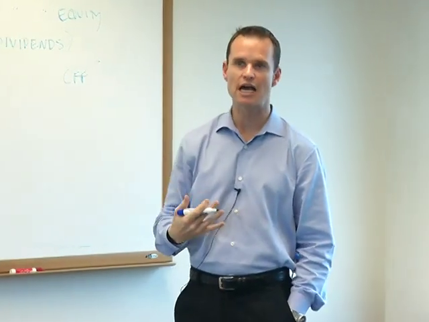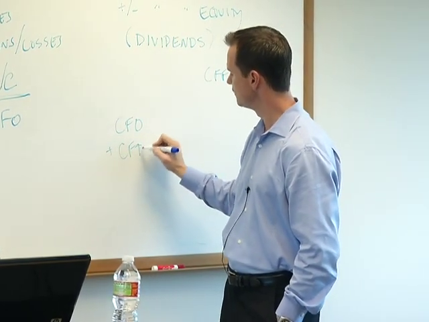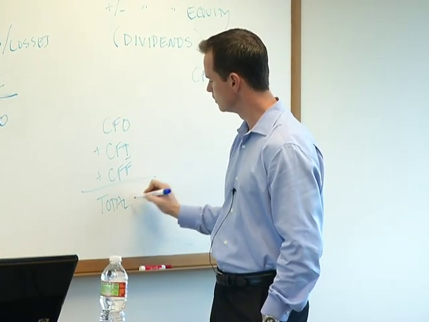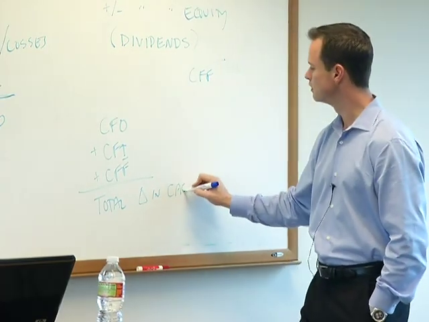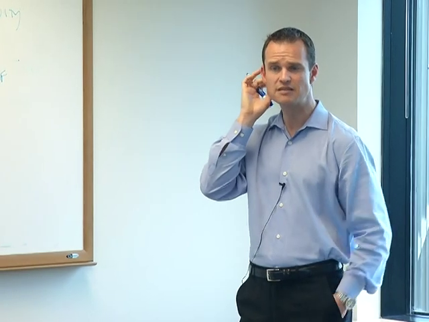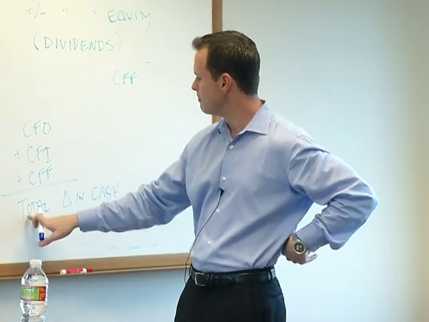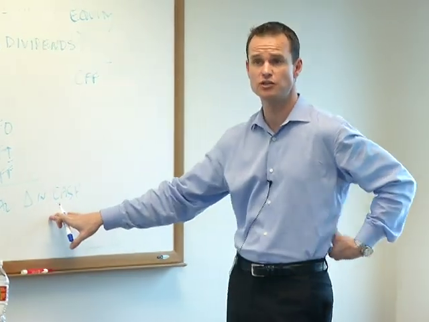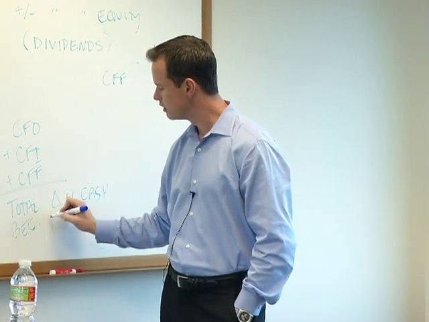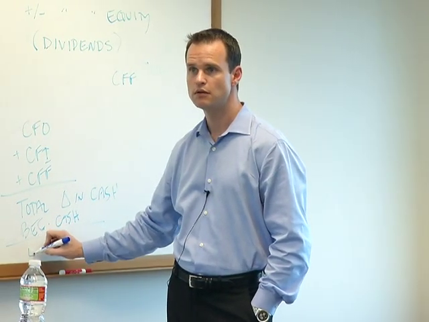And our total change in cash for the year is going to be cash from operations plus cash from investing plus cash from financing equals total change in cash or total cash flow for the year. Make sure that makes sense? So we basically just looked at all the possible inflows and outflows of cash. And if we add this total change in cash to our beginning cash, the beginning of the year, that gives us what? Gives us ending cash.